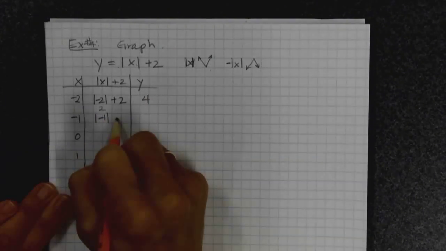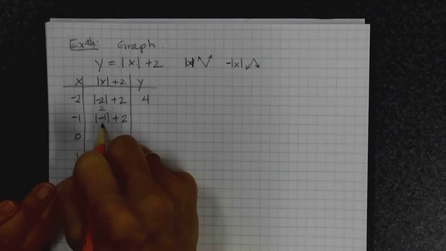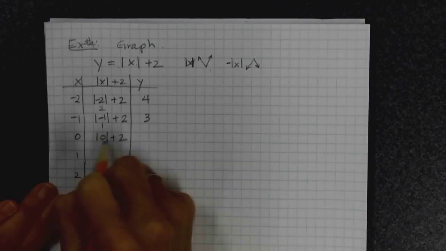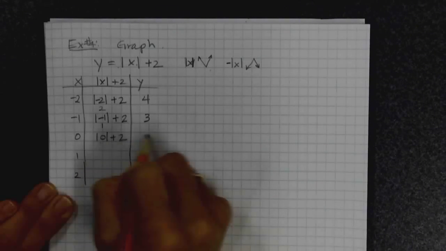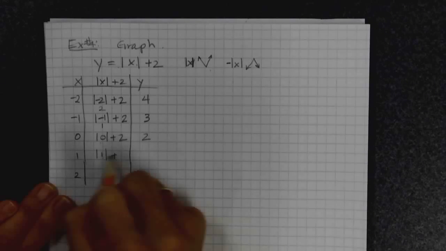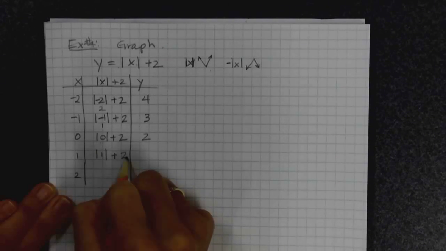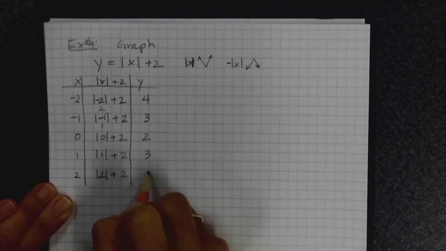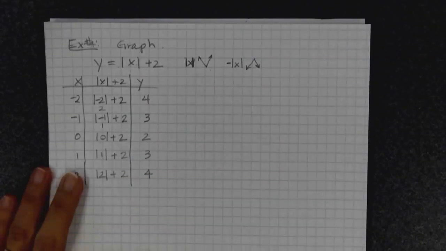Well, absolute value of -2: -2 is 2 units away from 0, so this is 2, 2 plus 2 is 4. This one, absolute value of -1 is 1, 1 plus 2 is 3. Absolute value of 0 plus 2, absolute value of 0 is 0, plus 2 is 2. And then absolute value of 1 is also 1 unit away from 0, so 1 plus 2 is 3, and absolute value of 2 is 2, 2 plus 2 is 4.